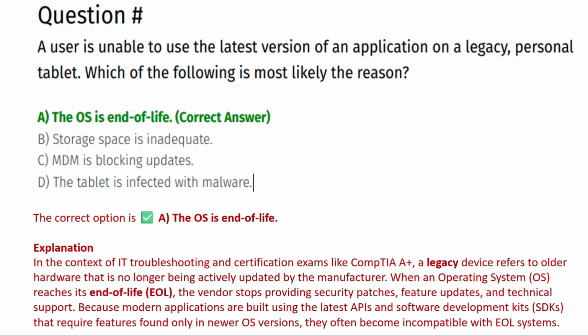In the context of IT troubleshooting and certification exams like CompTIA A+, a legacy device refers to older hardware that is no longer being actively updated by the manufacturer. When an operating system reaches its end of life, the vendor stops providing security patches, feature updates, and technical support. Because modern applications are built using the latest APIs and software development kits that require features found only in newer OS versions, they often become incompatible with end-of-life systems. So that's why the correct answer for this question is option A, the OS is end of life.